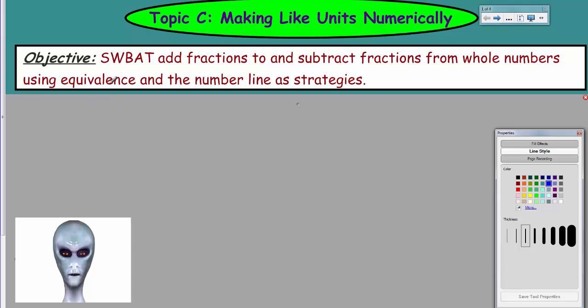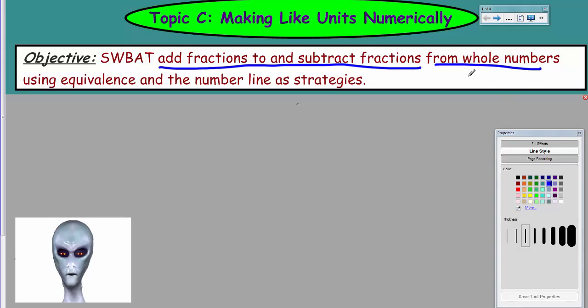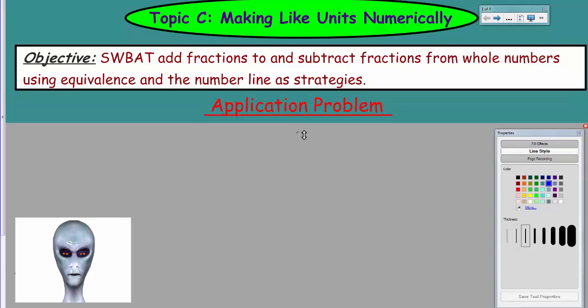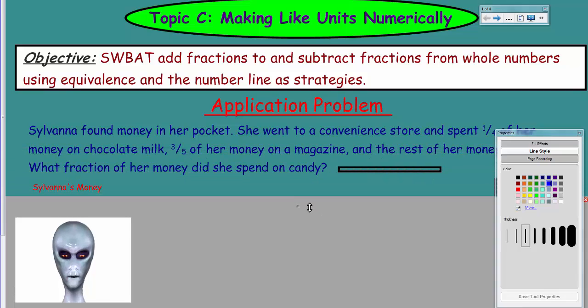So let's carefully look at our objective here. Our objective is students will be able to add fractions to and subtract fractions from whole numbers using equivalence and the number line as strategies. Wow, that's really heavy. Yes, that's going to be our objective today, so we'll be doing a lot of that. And if that objective kind of confused you a little bit, you shall see as we refer back to it that it's really a little bit easier than it appears.